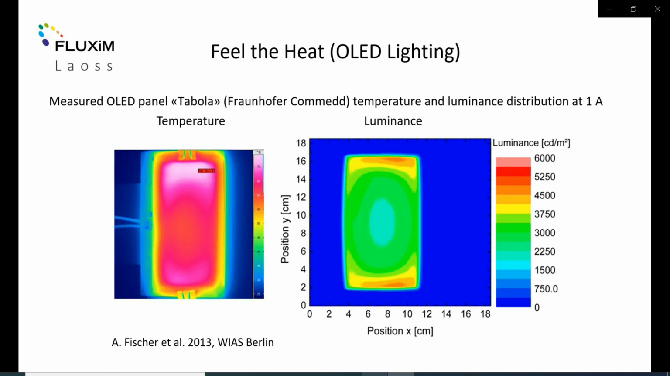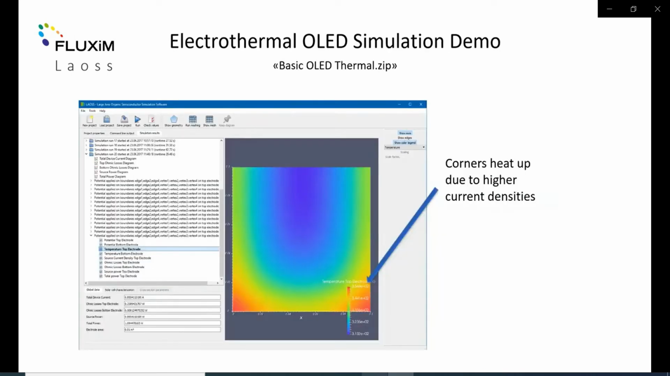Another effect that has been observed experimentally is the non-homogeneous surface temperature of an OLED lighting panel because of the feedback from temperature to current. This will also result in non-uniform light emission. Here we show, on the right-hand side, the thermal result. We want to simulate this effect using the thermal coupling option in Laoss. For simplicity, we can also simulate half of the panel.